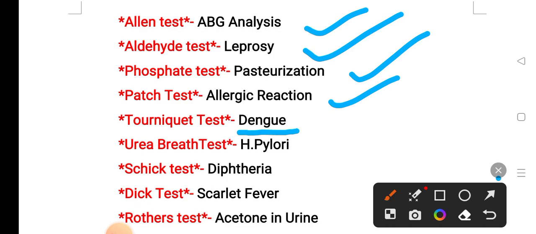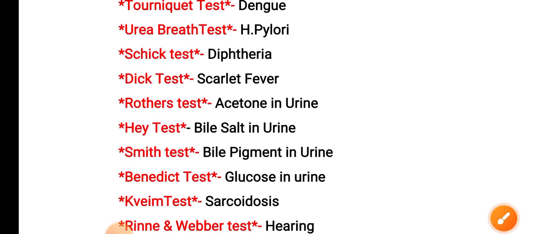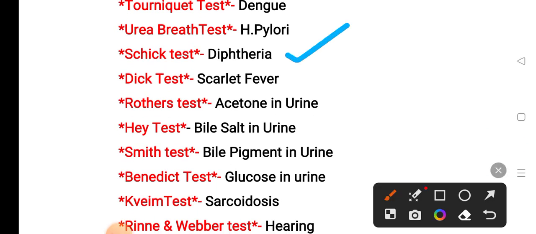Urea breath test is for H. pylori. Schick test is done for diphtheria. Dick test is for scarlet fever. Rothera test is done for acetone in urine.